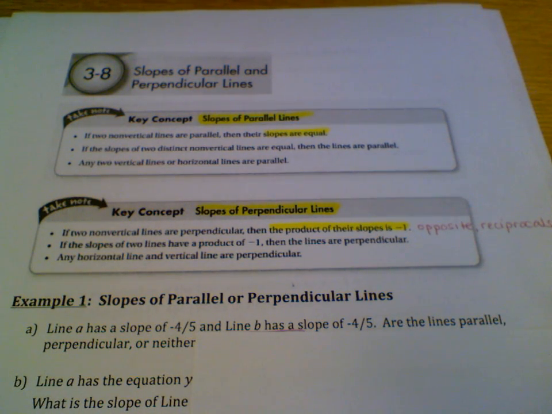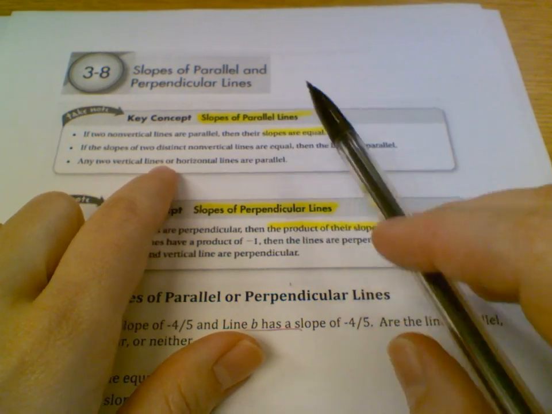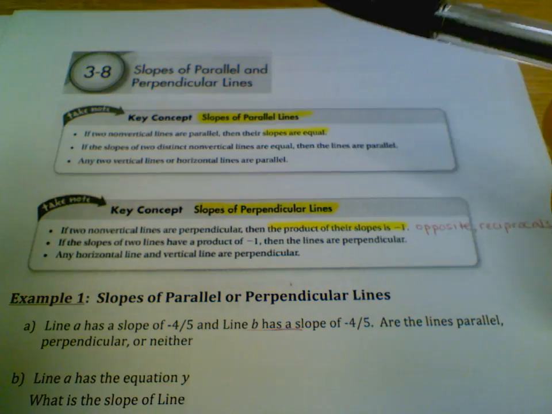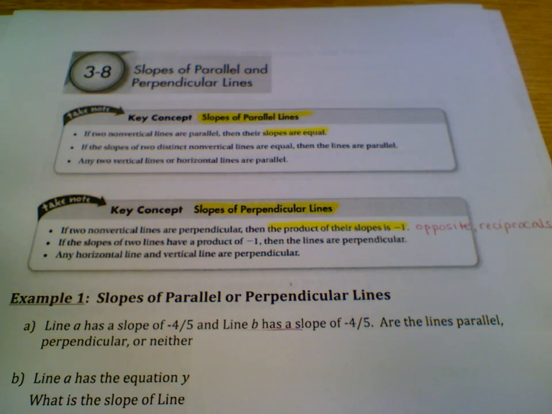Section 3.8 is also a review from Algebra 1, but it's a review of slopes of parallel and perpendicular lines and then also writing equations for those. So first off, remembering that slopes of parallel lines are always going to be equal to each other. So if one line has a slope of 2, then the parallel line will also have a slope of 2.